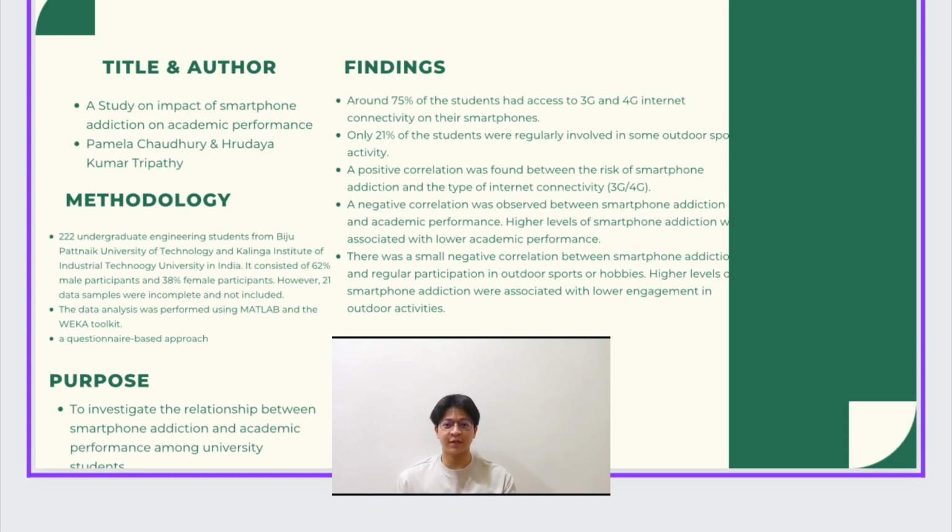There was a positive correlation found between the risk of smartphone addiction and the type of internet connectivity, 3G and 4G. A negative correlation was observed between smartphone addiction and higher academic performance. Higher level of smartphone addiction were associated with lower academic performance. There was a small negative correlation between smartphone addiction and regularly participation in outdoor sports or hobby. Higher level of smartphone addiction were associated with lower engagement in outdoor activities. And the purpose is to investigate the relationship between smartphone addiction and academic performance among university students.